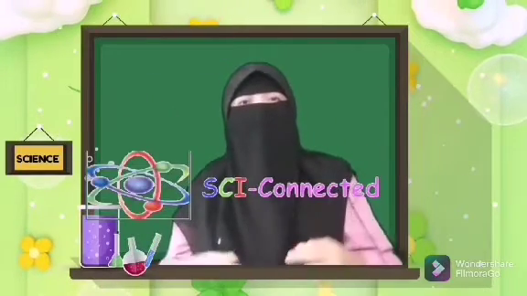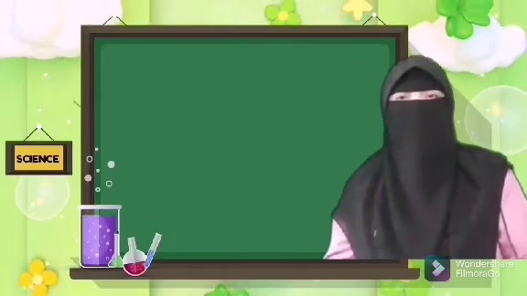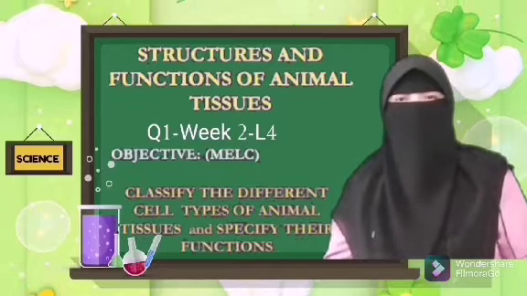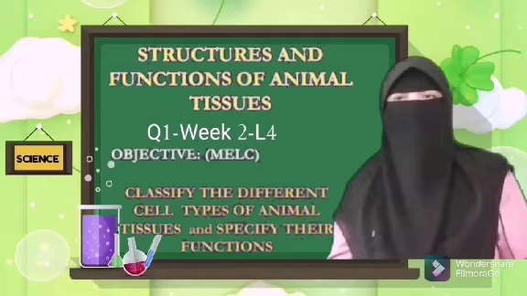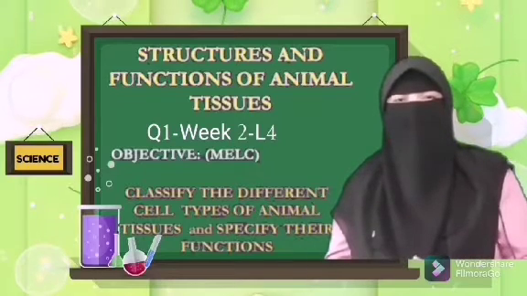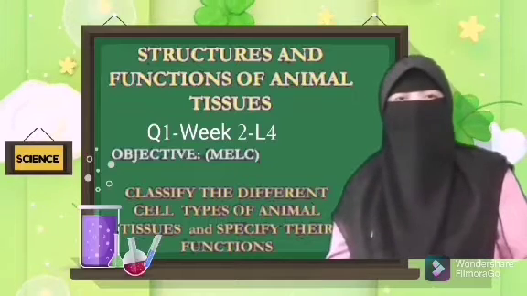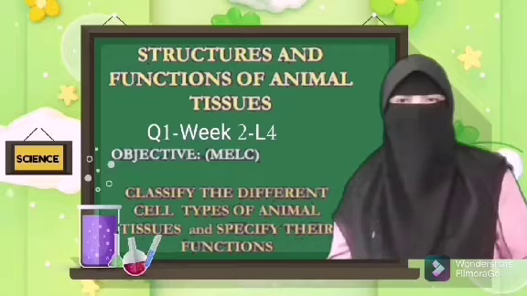As we are connected, we are now on Lesson 4, Quarter 1, Week 2, and our topic is Structure and Functions of Animal Tissues. And our objective is to classify the different cell types of animal tissues and specify their functions.